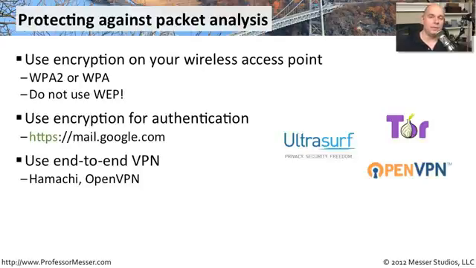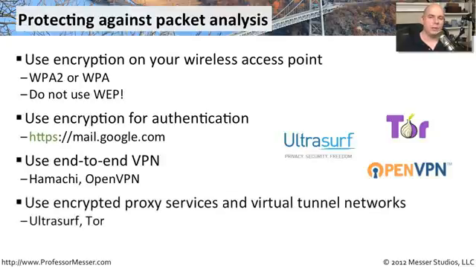Use something like OpenVPN or Hamachi to make sure that you're using a VPN tunnel, so at least anybody on the wireless network would not be able to see your traffic. There are also a number of public encrypted tunnels that you can use. Two of the more popular are UltraSurf and the Onion Router, which we often call Tor, but they have their own security concerns associated with them.